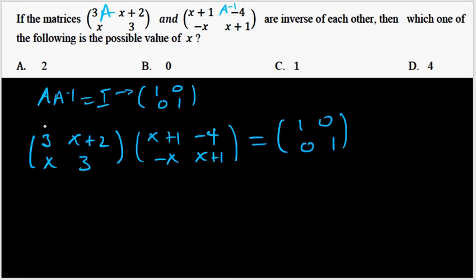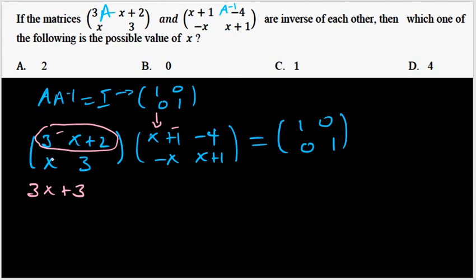Then how to multiply? The first row will multiply the first column. So the 3 will multiply x plus 1, which will be 3x plus 3. And the same way, x plus 2 will multiply negative x, so it will be negative x squared minus 2x. This is going to be the first entry of the product. This must be equal to the first entry of the right side, which is 1.